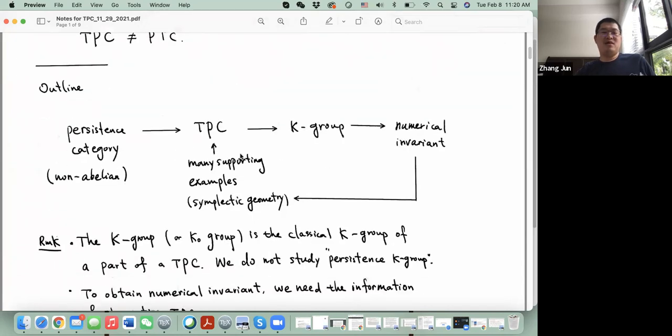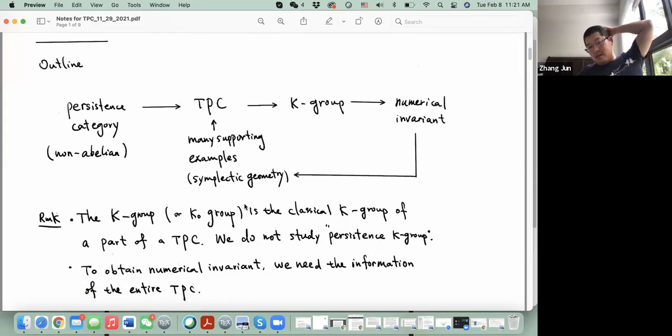Okay, so the outline of the rest of the talk is that I will start to tell you something about what comes before TPC. It will be something called a PC, persistence category. And usually it's different from the classic category you've seen. It's non-abelian. And once you have a persistence category, a special case of it is TPC, triangulated persistence category. I probably don't have much time to talk about that, but there are many supporting examples of TPC, for example from symplectic geometry. Then I will talk a little bit about what the K group of a TPC is, because it has a triangulated structure, so it's natural to talk about the K group. And from the K group, the new thing is that you can extract some numerical data, a numerical invariant, better than the classic K group. And then those numerical invariants will be helpful to apply in symplectic geometry.